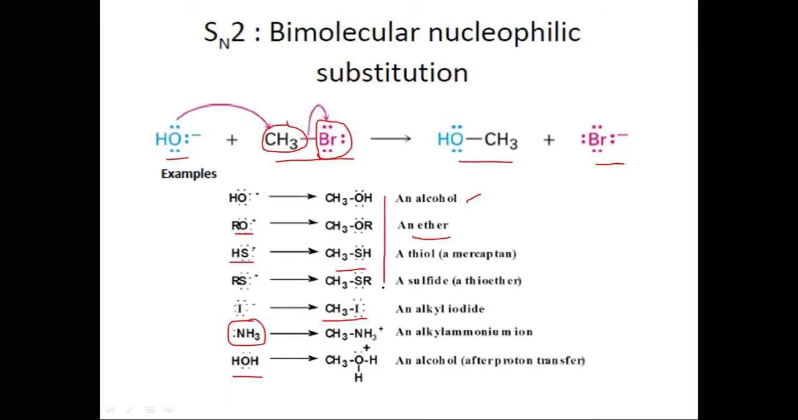So various products can be prepared from just a simple example of methyl bromide, that is an alkyl bromide. Just by changing the nucleophilic system, you can prepare various types of products, starting from alcohols to alkyl ammonium ions.